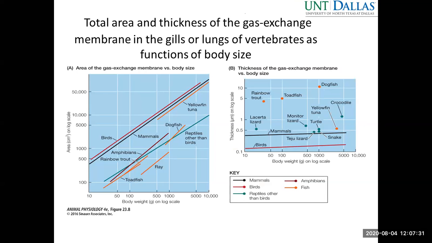So talking about the total area and thickness of the gas exchange membrane in the gills or lungs of vertebrates as functions of body size. The thickness of the barrier between the blood and the environmental medium also shows significant evolutionary trends in the major vertebrate groups. In most fish, the sheet of gill tissue between the blood and water is about 5 to 10 micrometers. Vertebrate lungs uniformly have a much reduced barrier between blood and air, as you can see here in figure B.